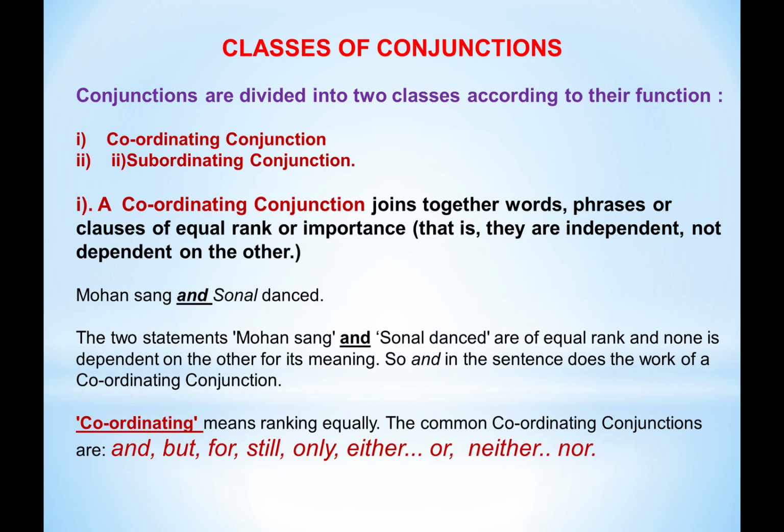Mohan sang and Sonal danced. Here, the two statements, Mohan sang and Sonal danced, are of equal rank, and none is dependent on the other for its meaning. So, and in the sentence does the work of a coordinating conjunction. Coordinating conjunction means ranking equal. The common coordinating conjunctions are and, but, for, still, only, either or, neither nor, etc.